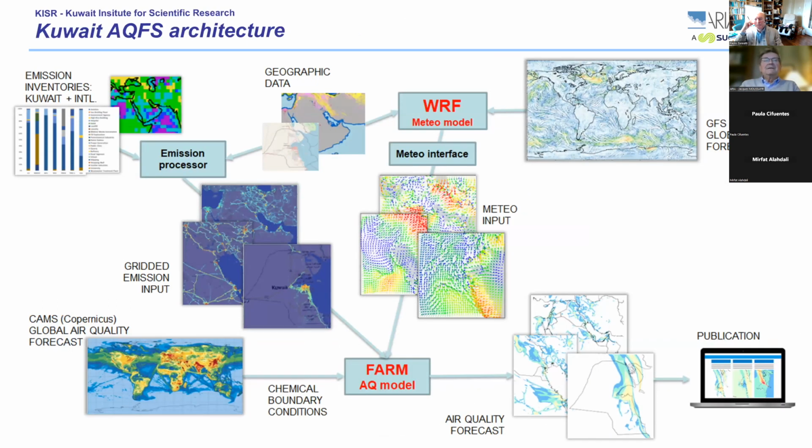Now, since we were talking about Saudi, I've also put in this Kuwait air quality forecast system architecture. We did work for the Kuwait Institute of Scientific Research and the Kuwait EPA. So it's always the same story, but with a different geometrical presentation. We have emission inventories as input with geographic data. We have a MET input with WRF, and WRF is fed by GFS and the global MET forecast. And then we enter FARM, and we have boundary conditions from CAMS on the bottom, and the FARM air quality model.